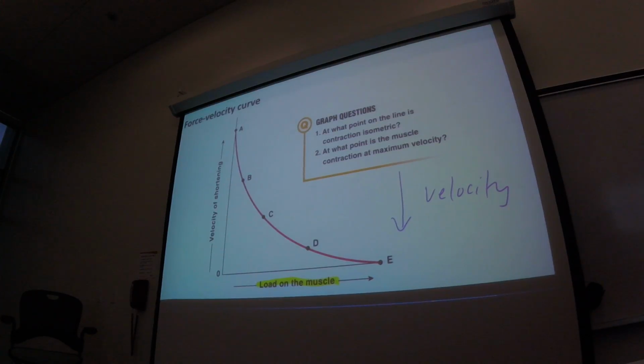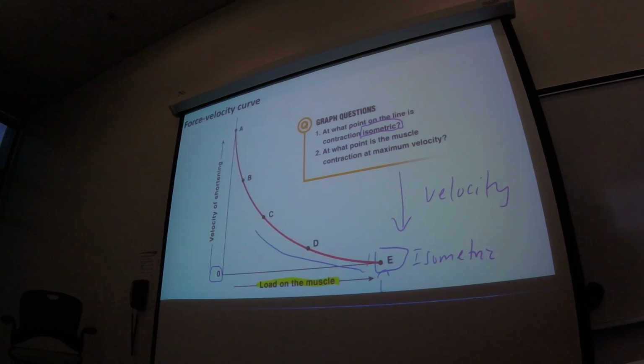Given that, where on this curve do you think you can find an isometric contraction? Is it point A, C, E? What point do you think it is? It's E. Think about it. E is the point where the velocity is 0, but the load is maximal. Remember, in isometric contractions there is no change in length, aka there is no velocity. So this is where you have an isometric contraction.